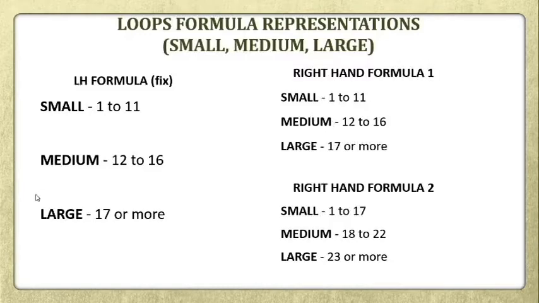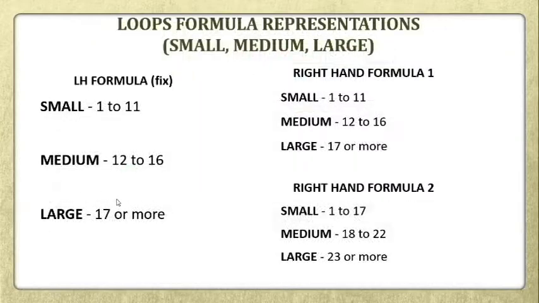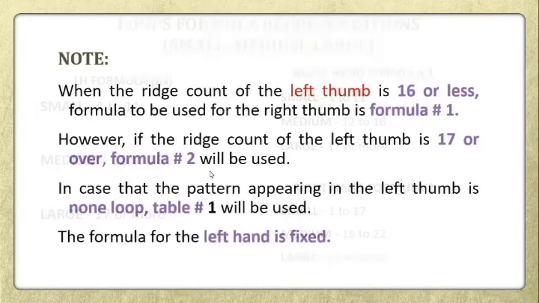However, if the ridge count of the loop pattern is large, or 17 or more, we are going to use formula number 2. So now let us proceed. If the ridge count of the left thumb is 17 or more, that's formula number 2. In case the pattern appearing in the left thumb is non-loop, table number 1 will be used. So the formula for the left hand is fixed.